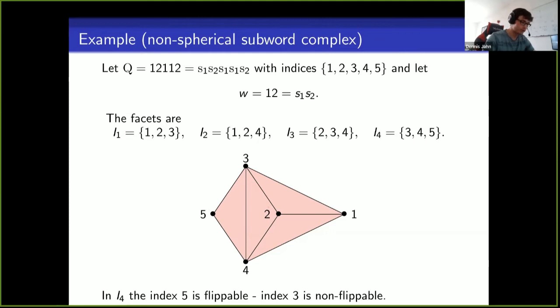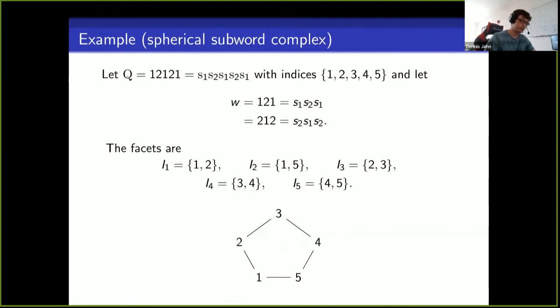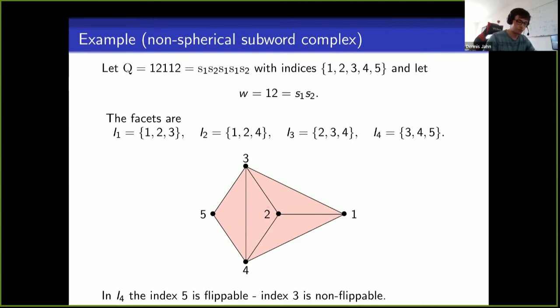And now I presented to you 2 examples, the spherical subword complex and the non-spherical subword complex. And this is actually a theorem by Knutson and Miller, who introduced these subword complexes, that subword complexes are spherical if and only if the Demazure product of Q equals the element that we choose. That is what we had in this example. And it is a topological ball, whatever that is, in all other cases.